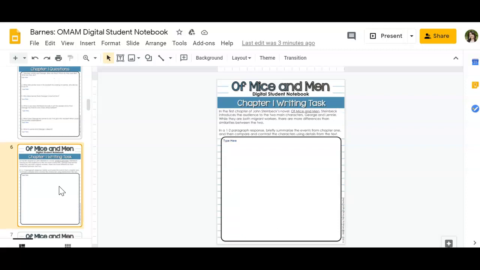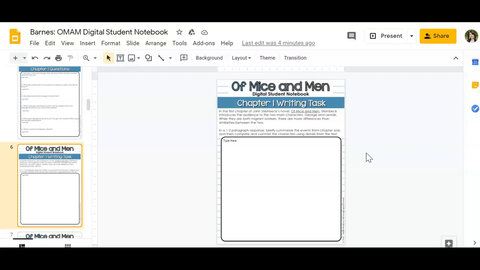And then lastly, I want to talk to you about slide number 6. When you read the instructions, it'll say in a 1 to 2 paragraph response, and I want to clarify now that I am not looking for 1 to 2 paragraphs. Instead, I'm just looking for a couple complete sentences. So it's asking you to briefly summarize the events from chapter 1, compare and contrast the characters. So again, just a couple sentences telling me what happened in chapter 1, and you're comparing and contrasting the characters, which are George and Lennie.